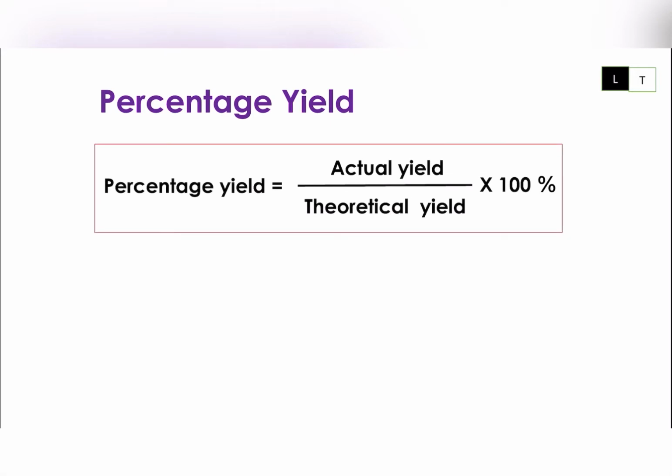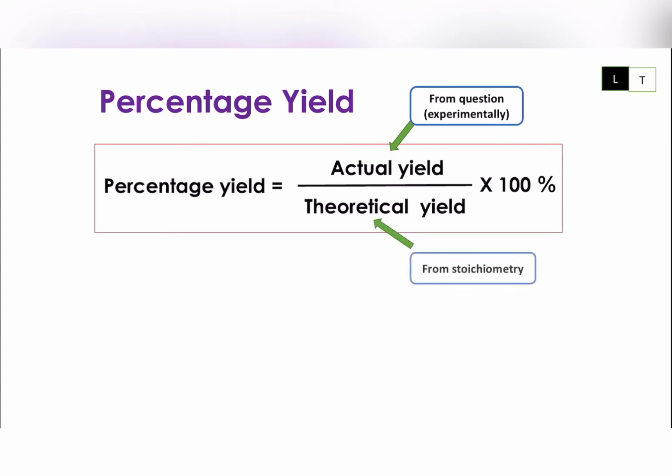How can the actual yield be obtained? Actual yield comes from the question. Usually, we do it in an experiment. However, the theoretical yield usually comes from our stoichiometry. So this is where you have to understand how to write the stoichiometry. Next, yield is referring to the product.